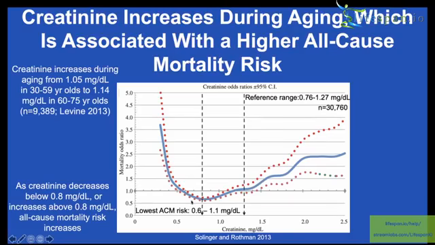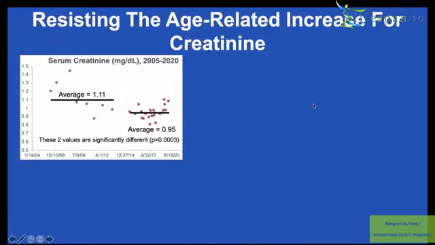But when risk falls below 1, that's considered to be reducing risk. So within that range, it's 0.6 to 1.1 milligrams per deciliter, which is a tighter range than the reference range. So the goal is resisting the age-related increase for creatinine.